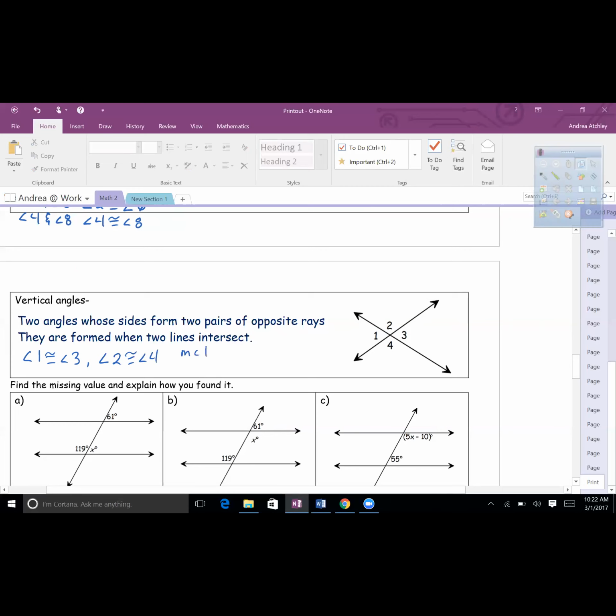The measure of angle 1 plus the measure of angle 2 equals 180. The measure of angle 2 plus the measure of angle 3 equals 180. The measure of angle 3 plus the measure of angle 4 equals 180. And then the measure of angle 1 plus the measure of angle 4 equals 180.